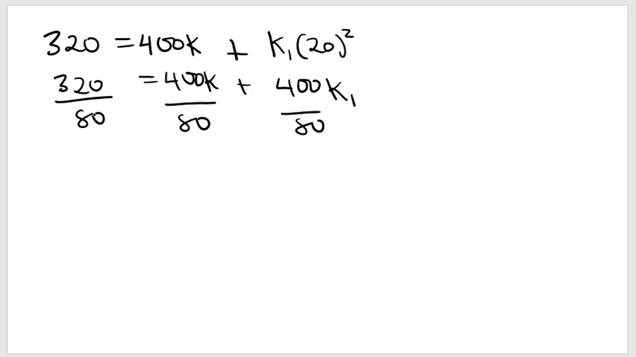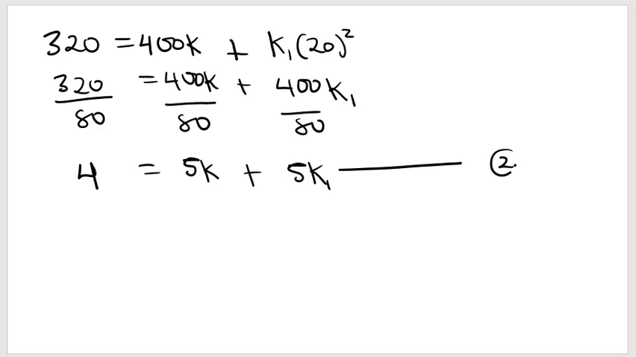So in this case, 80 goes into 320, and that is going to give me 4. So I have 4 being equal to, 80 goes into 400, that is 5. So I'm going to have my 5k plus the same 5, so 5k1. Now I can label this as my equation 2. So equation 1 and equation 2, we are going to solve them simultaneously.